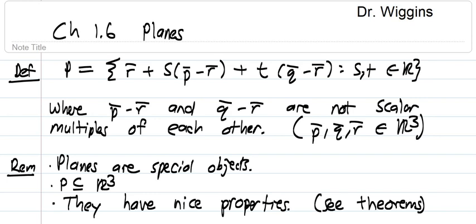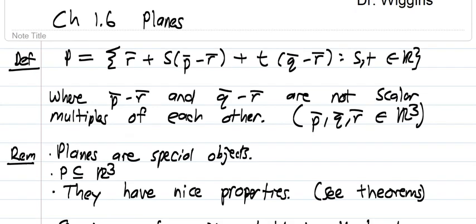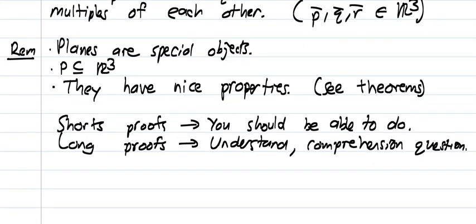Now planes are very special objects. A plane is a subset of R3, and they have some really nice properties as demonstrated by the theorems. Please remember, short proofs you should be able to do, and long proofs you must understand, and we will most likely turn them into comprehension questions.